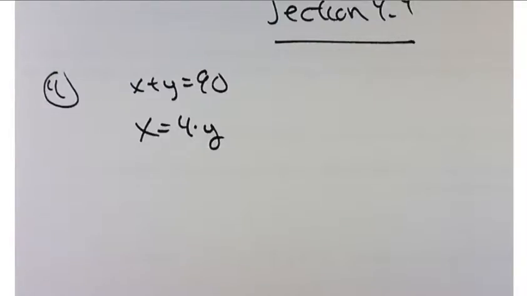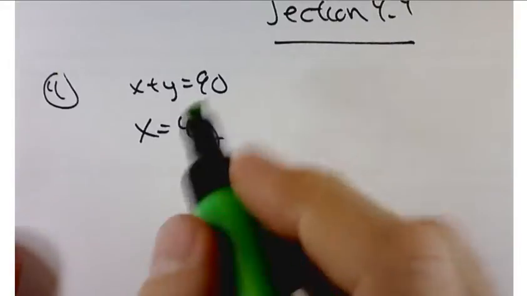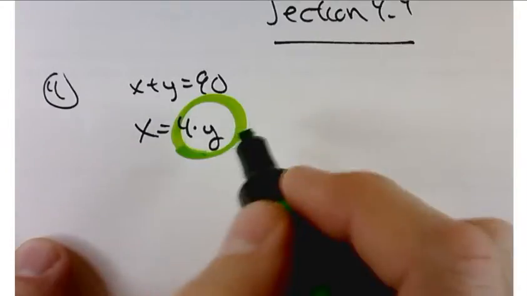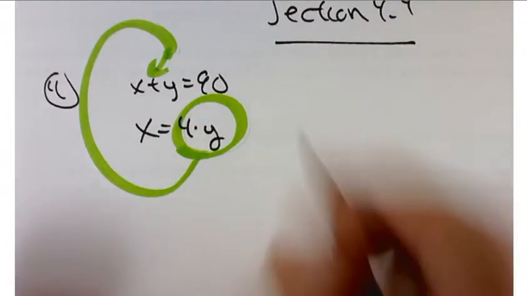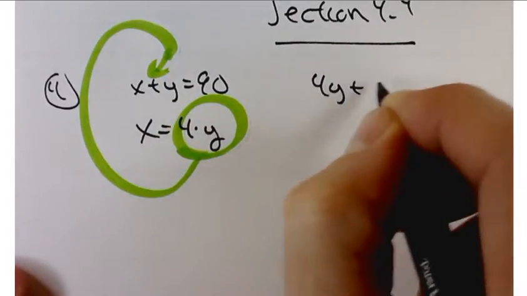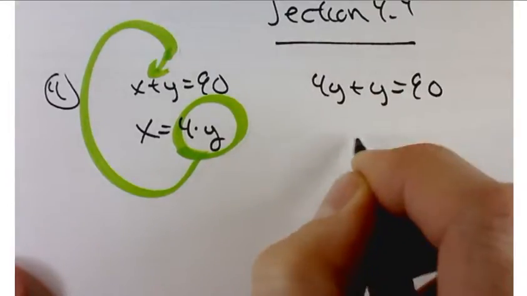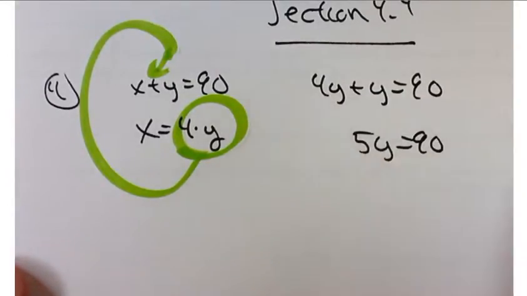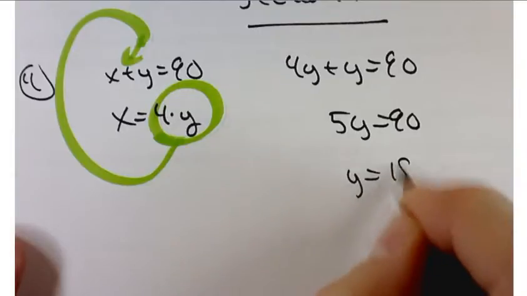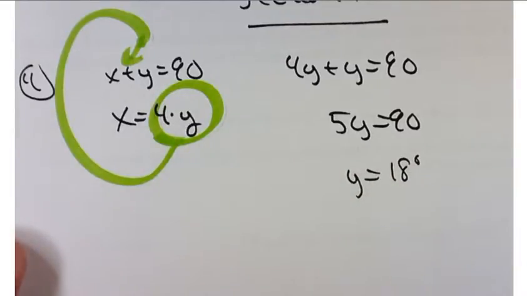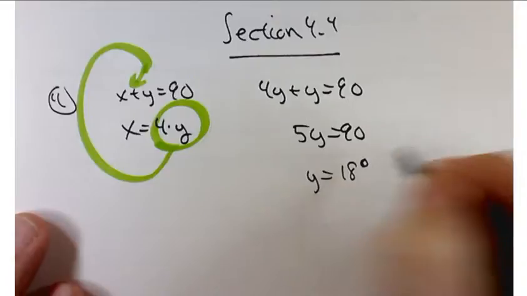Now maybe for this first one we'll actually solve it, but for a lot of these we're not going to take the time. This one's tailor-made for substitution. I'd take this, plug it into the first equation, and end up with 4y plus y equals 90. So 5y equals 90. If 5y equals 90, what does y equal? 18. That's a little degree symbol here, in case you're curious.